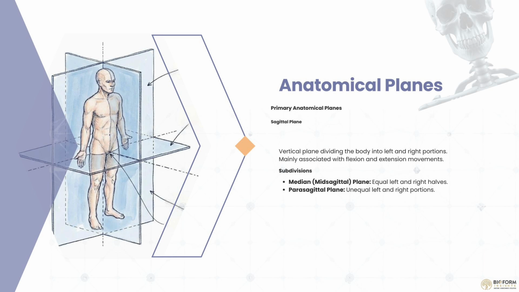Associative movement: the sagittal rule. The movements associated with this plane are almost exclusively flexion and extension. Flexion: decreasing the angle between body parts, moving forward in most joints. Extension: increasing that angle, moving backward.